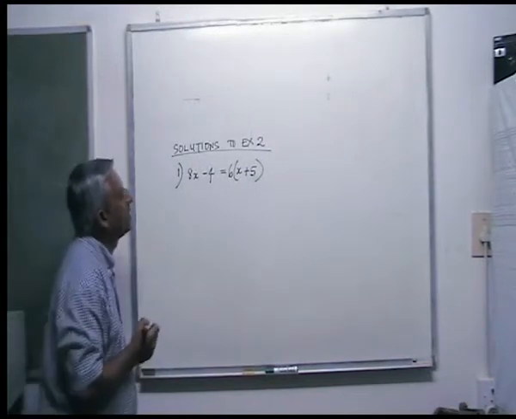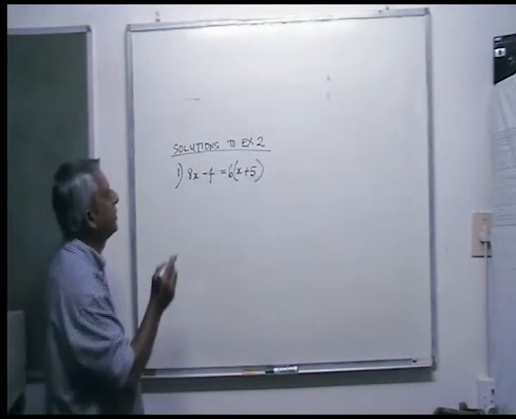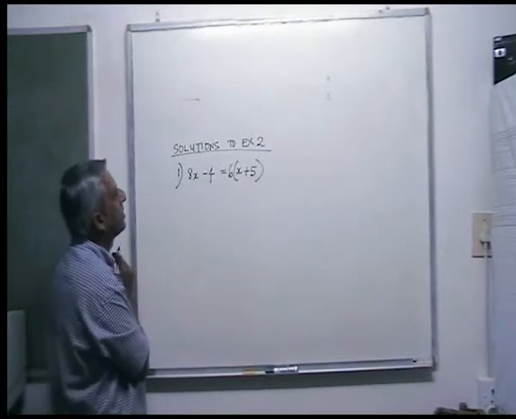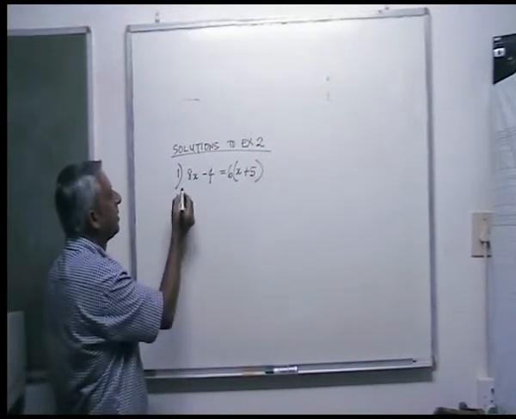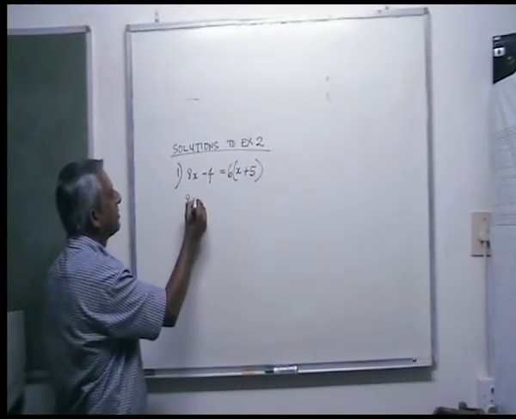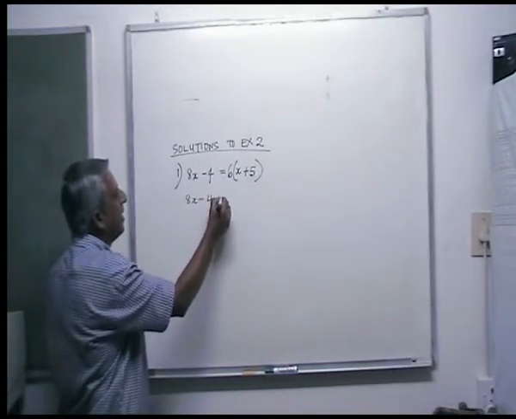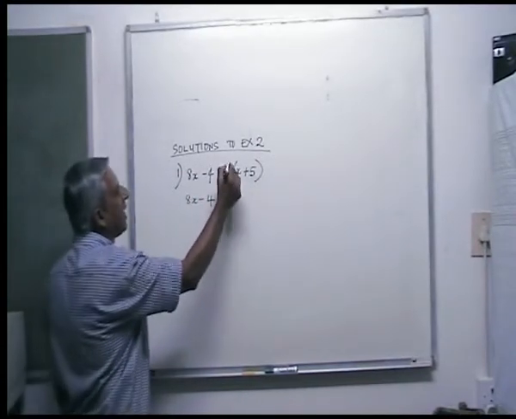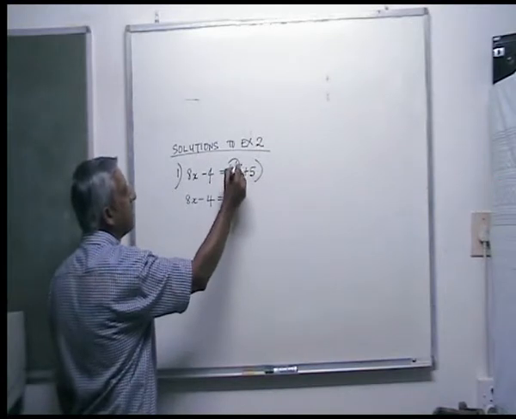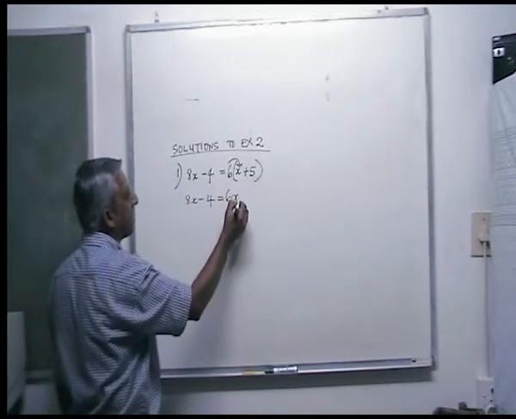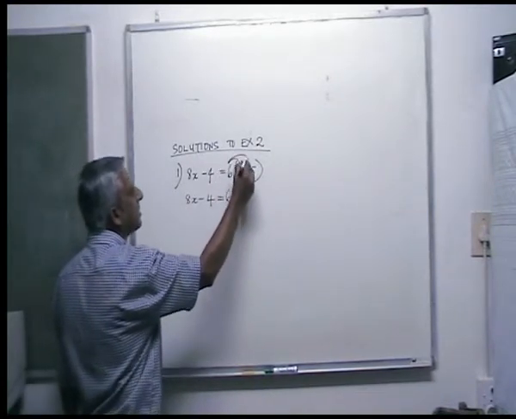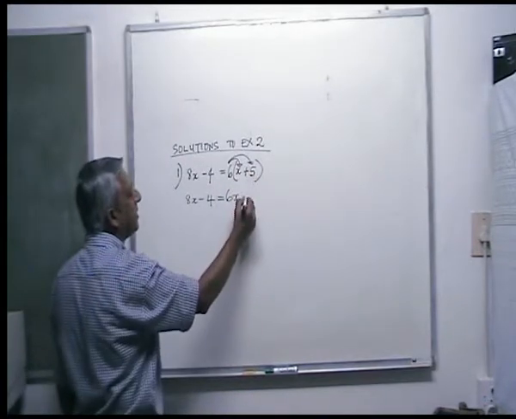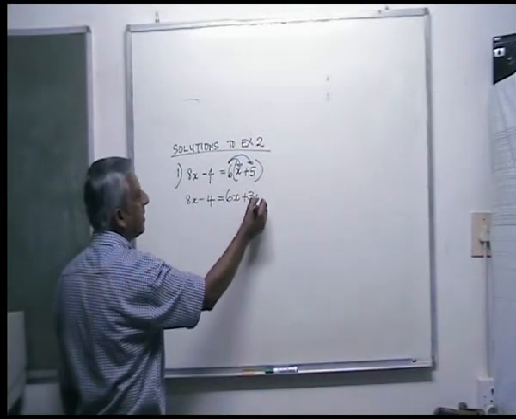Welcome back. Here are the answers for exercise 2. If you look at the first example in exercise 2, 8x minus 4, we just write it down. And then we multiply here. 6 times x is 6x. 6 times 5 is plus 30.